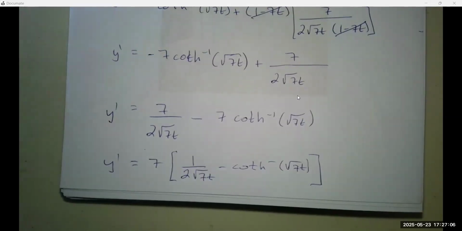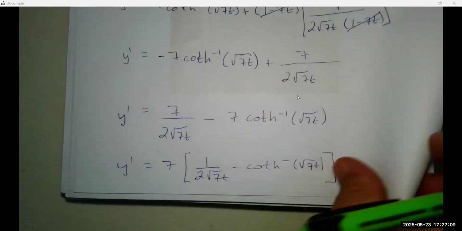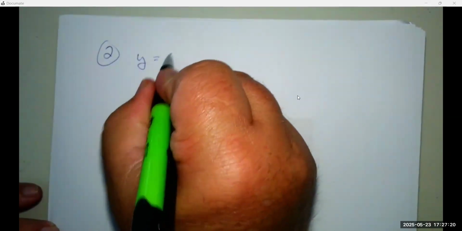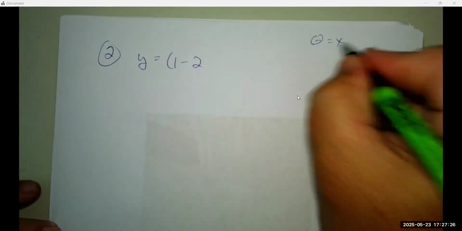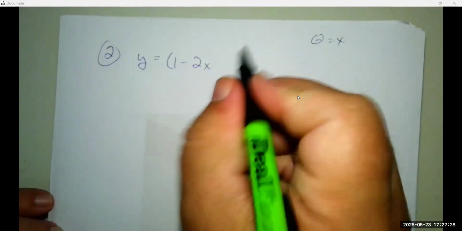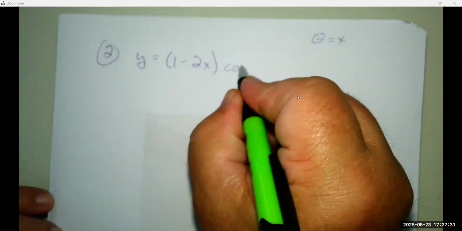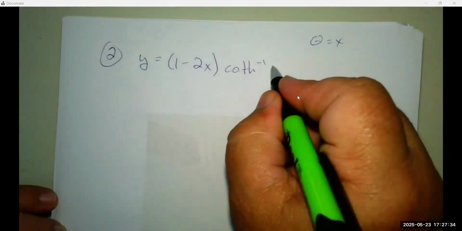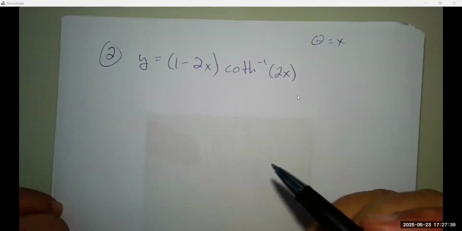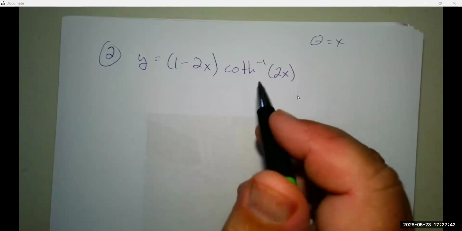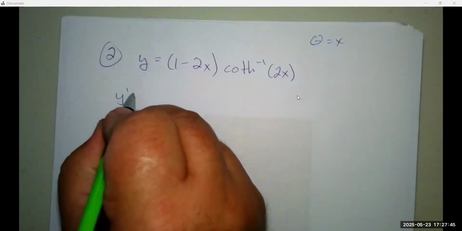All right. Let's look at the second. Second one is almost identical. Actually, it is, since it's the same function. Question number 2. 1 minus 2x. Instead of theta, I'm going to use x because my thetas are called awful. So I'm going to use x. Inverse hyperbolic cotangent of 2x. Remember, thetas are x's. So we're trying to find the first derivative.